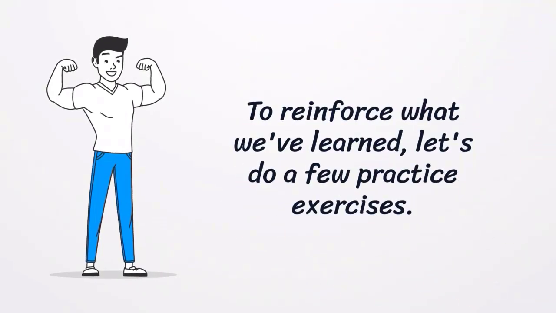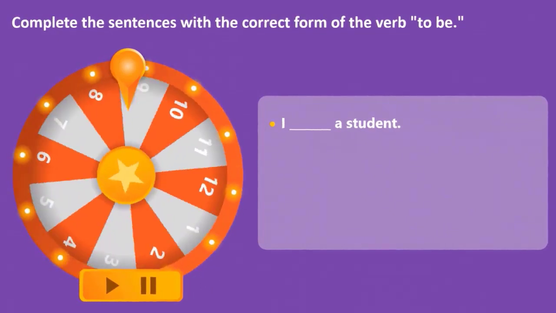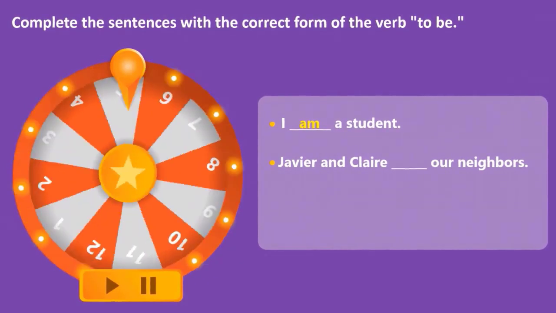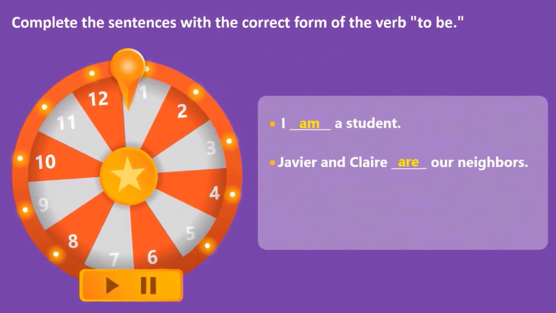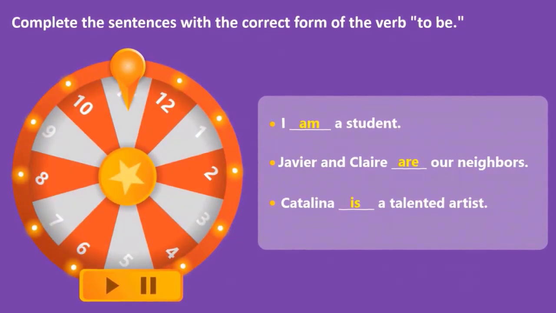To reinforce what we've learned, let's do a few practice exercises. Complete the sentences with the correct form of the verb to be. I, a student. The correct answer is I am a student. Javier and Claire, our neighbors. The correct answer is Javier and Claire are our neighbors. Catalina, a talented artist. The correct answer is Catalina is a talented artist.